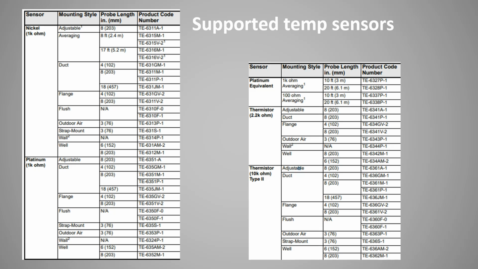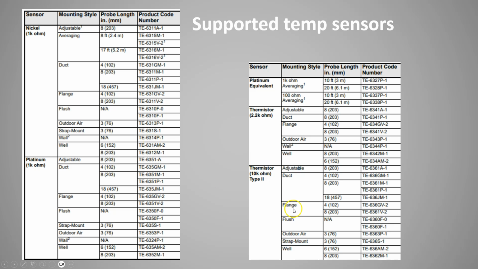The difference between the nickel and the platinum is about 40 degrees. Nickel is 1K at 70 degrees. Platinum is 1K at 32 degrees Fahrenheit. The curves are very similar. So if you're basically 40 degrees off, then you probably have the wrong sensor type selected in CCT. You can go in CCT and possibly fix that.